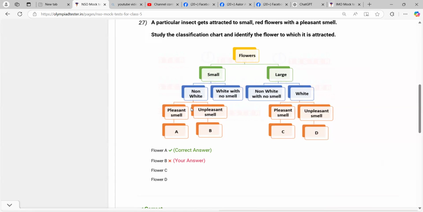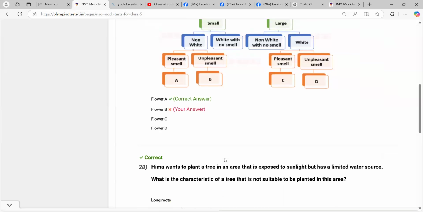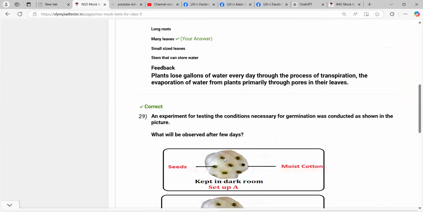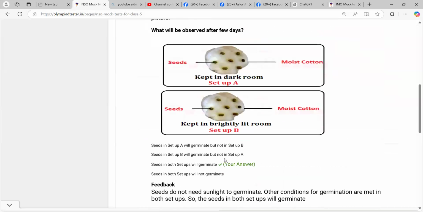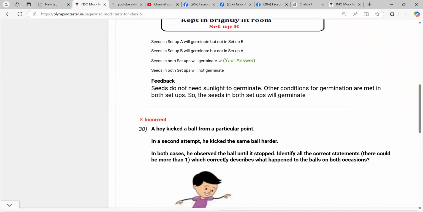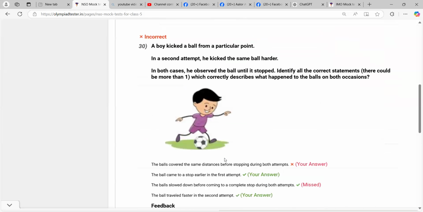And why not B? Because it has an unpleasant smell to which the insects are obviously not attracted. So the flower can be red, but because of this unpleasant smell, this B is not the flower to which the insects are more attracted. So number 27 is done. Now we will move to number 29. 28 and 29 are correct. So the next one you did wrong is number 30.